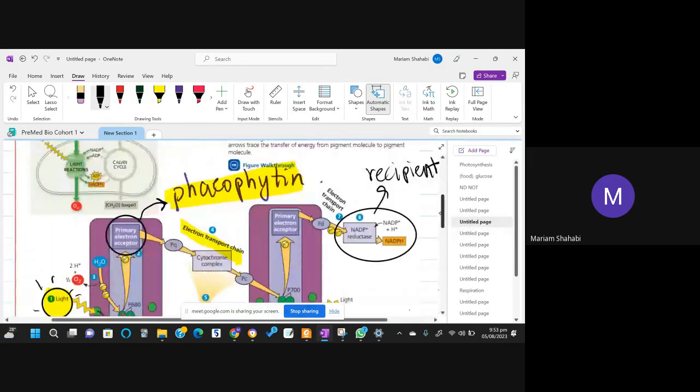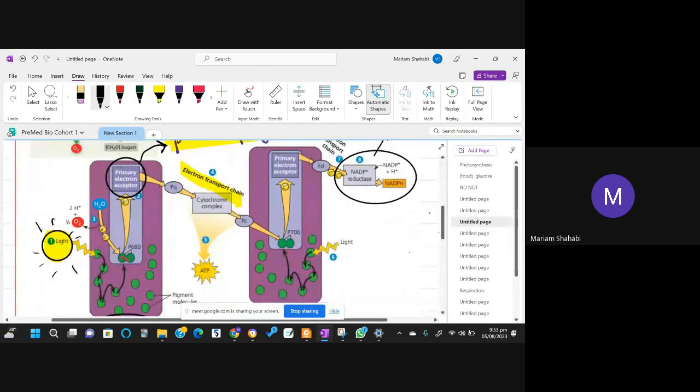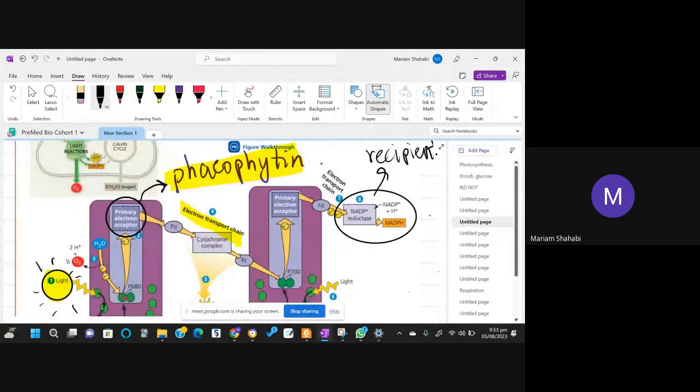अब होगा क्या, जो primary electron acceptor है which is pheophytin, it will transfer electrons to plastoquinone. This is plastoquinone. इसका short form है PQ. Okay, I'll just write it down. PQ is plastoquinone. And then you have something called the cytochrome complex. It is also called cytochrome B6 something ऐसे. And then C here stands for plastocyanin. That's another compound. Now these are names that you should know.